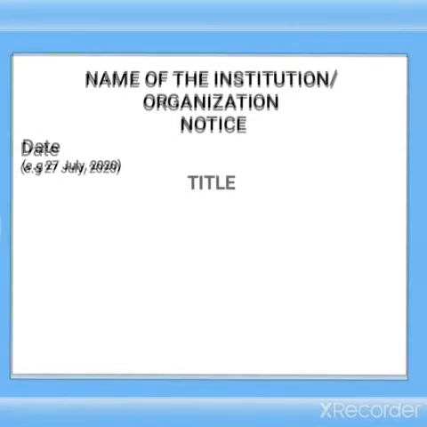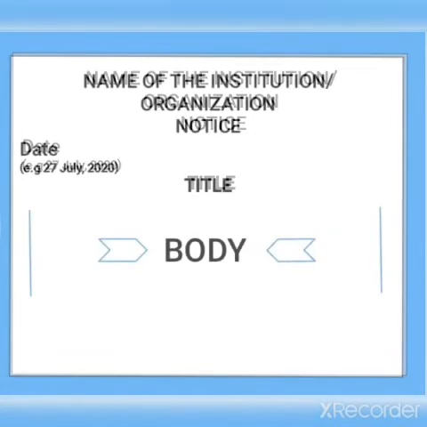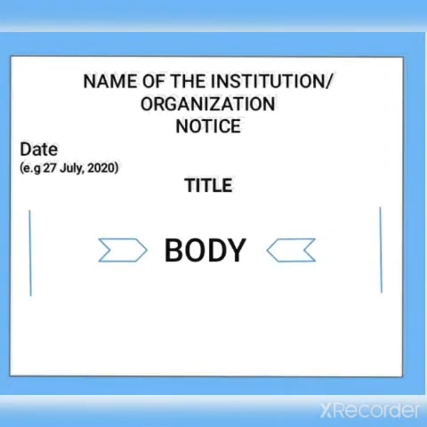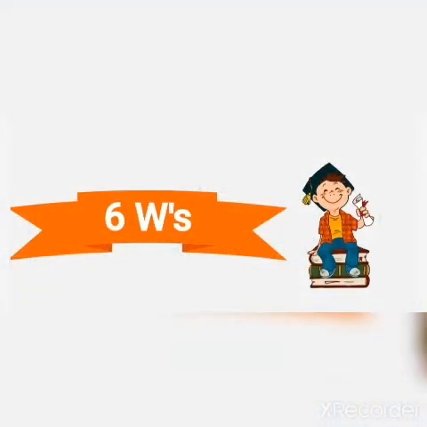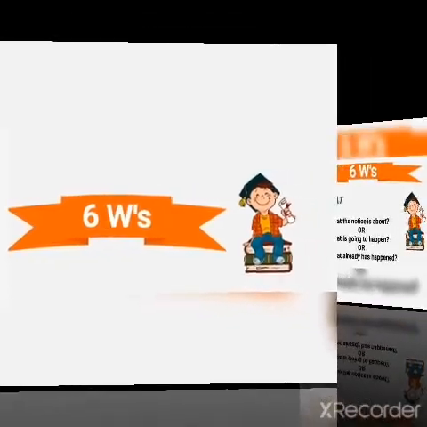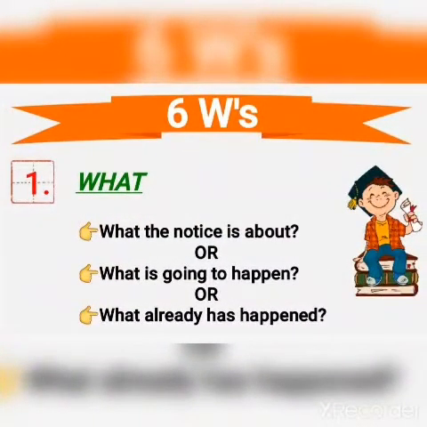After giving the above details, you have to write main content of the notice. You can say body of a notice. Students, while writing body of a notice, just keep 6 W's in mind. The first W indicates what. That is, what the notice is about, or what is going to happen, or what already has happened.